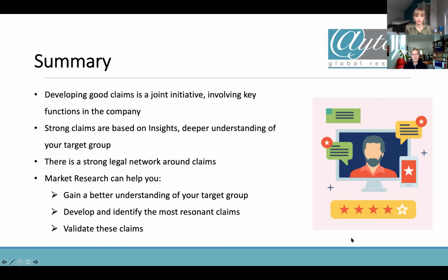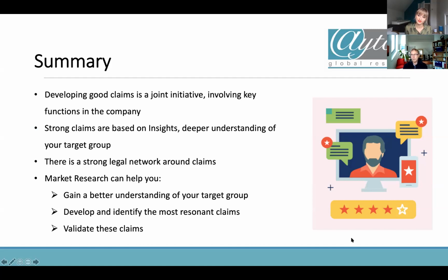Strong claims are based on insights, a deep understanding of your target groups, and this is where the whole thing starts, and this is where all your company should be rooted, being close to your consumers, getting the insights, and only then can you really be successful. There's a strong legal network around claims, and Carys has explained a lot about this. Market research can help you gain a better understanding of your target group and deliver the insights that you need in the end. Develop and identify the most resonant claims, and validate these claims.